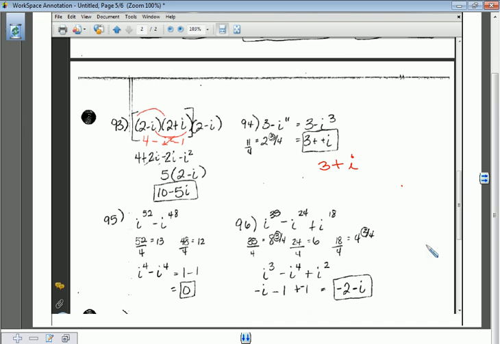Could you do 93? Because I did the same thing that you did, it looks like. Okay, so did you notice that these first two are conjugates? Yes. So we really only have to do first and last because outer and inner will cancel. So we have 4 minus a negative i squared, and 4 minus i squared. This is like negative 1. So it's 4 minus a negative 1, which is 4 plus 1 equals 5. And so then we do 5 distributed through the last complex number, which is 2 minus i, and that gives us 10 minus 5i.